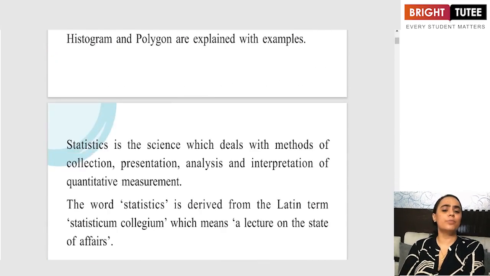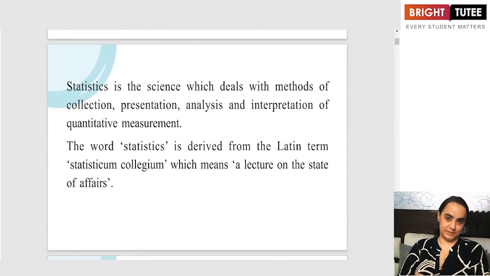So first it is important for us to know what statistics is. Statistics is that science, basically, which deals with the method of how to collect the data, how to present the data, how to analyze it, how to derive the required information from the data, and how to interpret the data. And here we are talking about quantitative data, not qualitative. Statistics is always about numbers, and we are going to play with numbers when we talk about statistics.